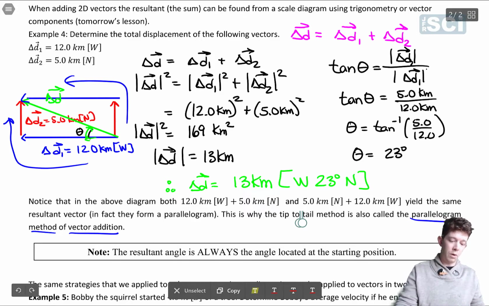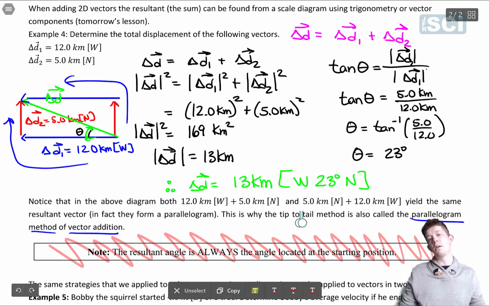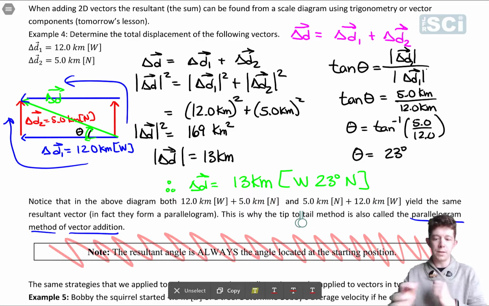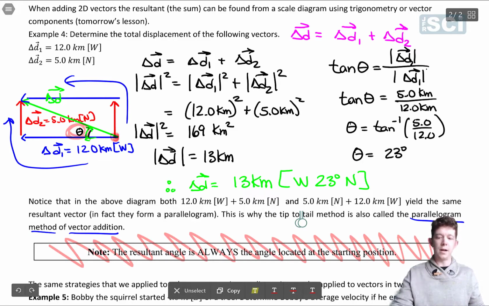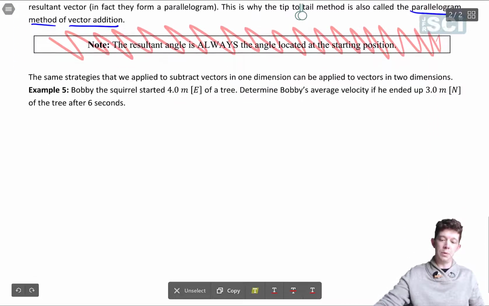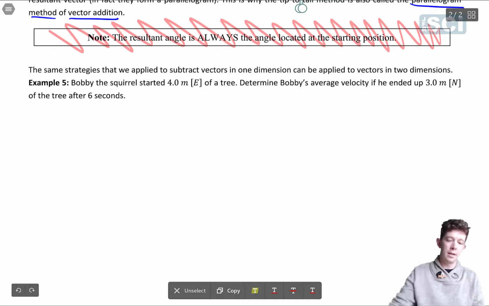Okay, another thing I want to point out to you, and this is very, very important. The angle that our resulting vector points in is always referenced to the starting location. So wherever you start from, that's the angle theta that we want to calculate, not the ending angle. I do not need that ending angle. I need the original angle. Okay? So here's another example, and this will be our last example for this lesson.